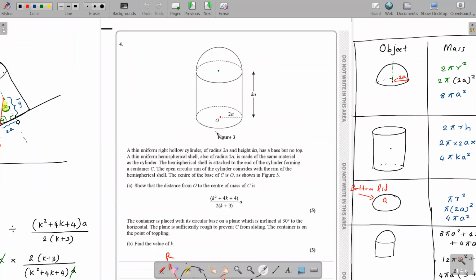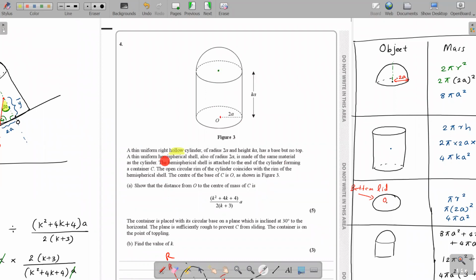So guys, we'll move on to question number 4. A thin, uniform, right, hollow cylinder, right? Okay, so there are some important words here. It's a thin, uniform, right, hollow cylinder, which means it's empty inside. Okay, so it's a hollow cylinder of radius 2a and height ka, has a base but no top. Okay, there's a base. The cylinder doesn't have a top.